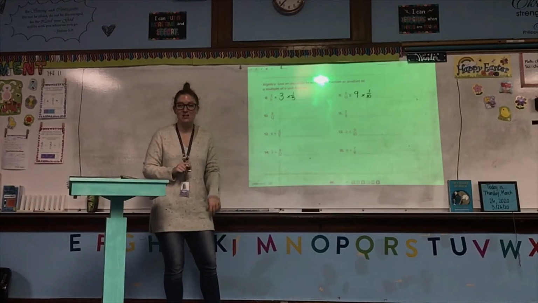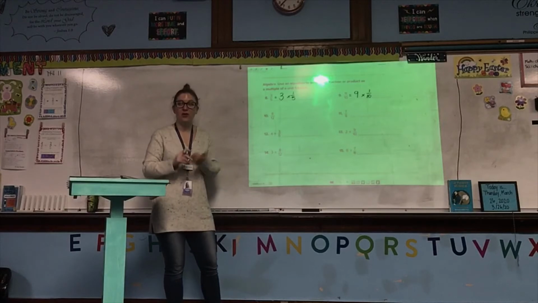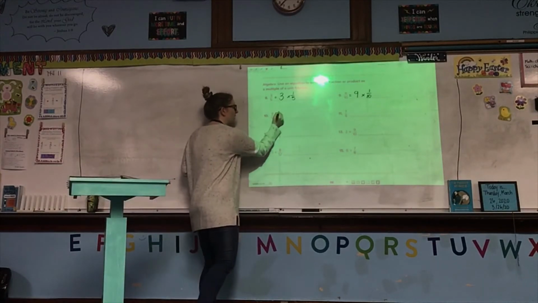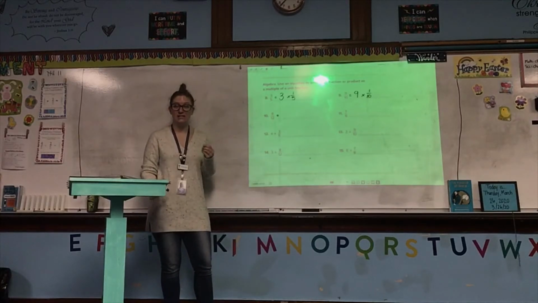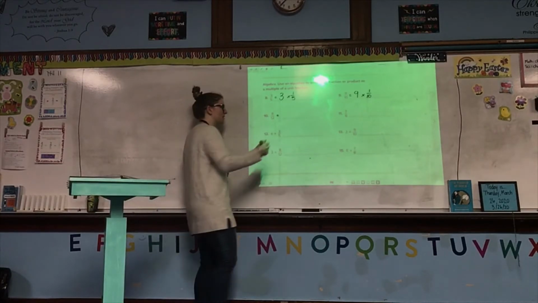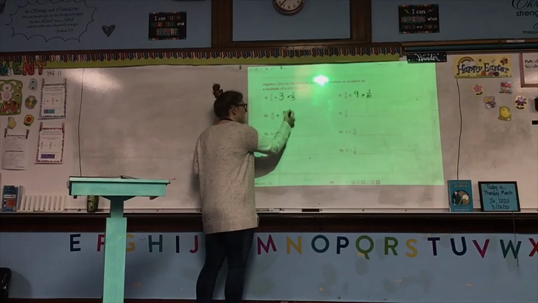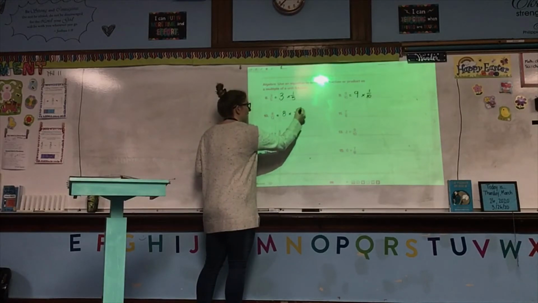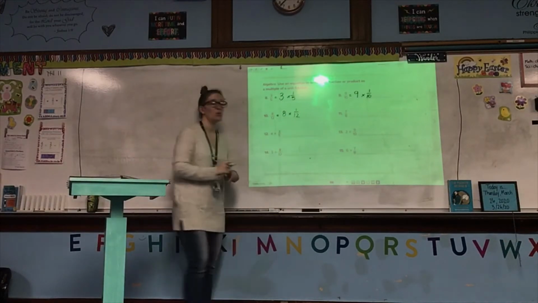Number 10, 8/12. Well, we know the unit fraction for 8/12 is 1/12. To get 8/12, we would repeat that 1/12 tile 8 times. So that means 8/12 is the same as 8 times 1/12.